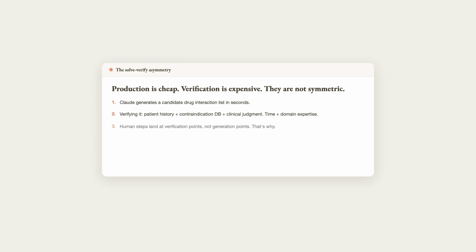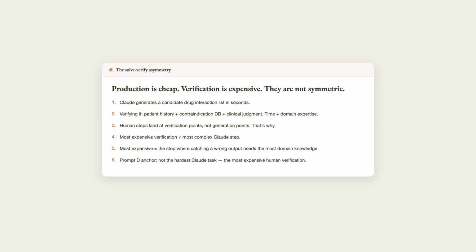Producing AI output is cheap, verifying it is expensive. These are not symmetric. Claude can generate a candidate drug interaction list in seconds. Verifying that list, checking it against the patient's actual medication history, the contraindication database, the attending physician's clinical judgment, takes domain expertise and time that the generation did not. That asymmetry is why human steps land where they do in the Boondoggle score. Human steps are placed at verification points, not at generation points.